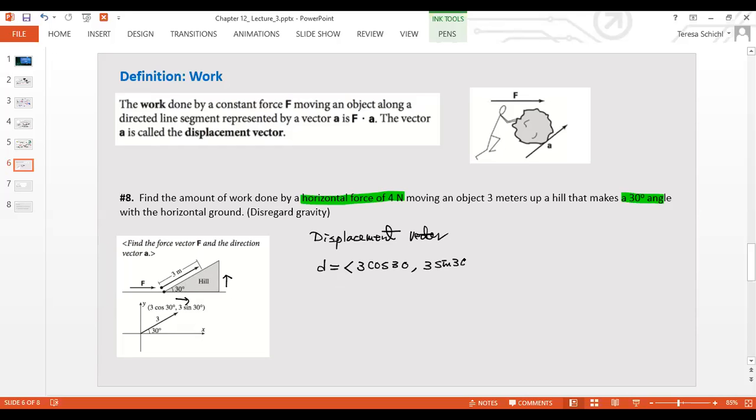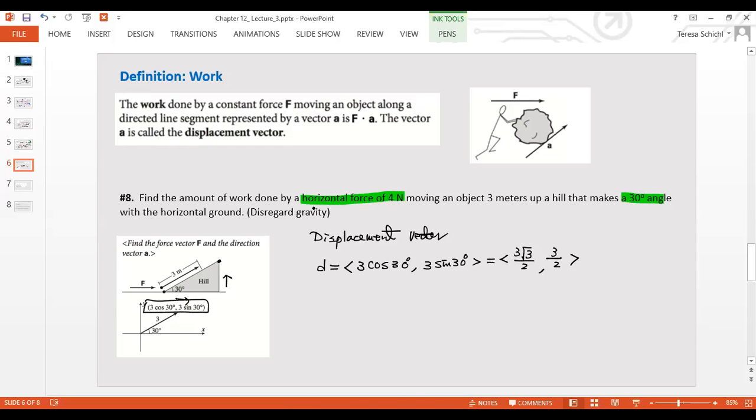sine 30, correct? If you put it into a calculator or use your unit circle, the X coordinate will be 3 square root of 3 over 2, and the Y coordinate 3 over 2. This is my displacement when I move along: X goes here, Y goes there. That's what this graph is showing you.